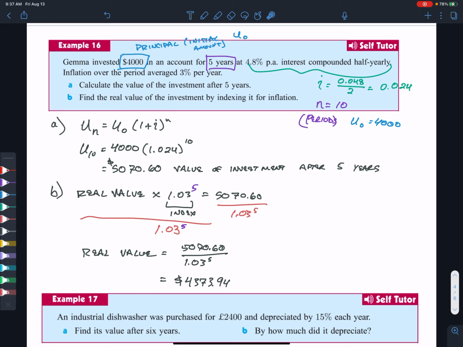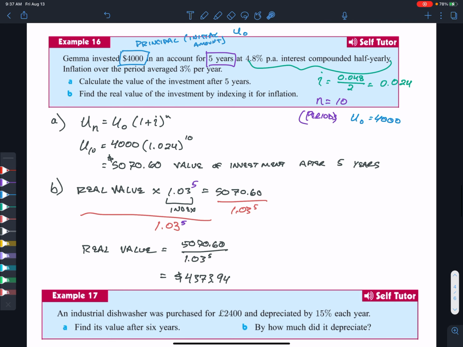But again, sometimes people say, if something costs something today, is that same cost going to be the same thing? Is your money going to be worth the same amount in the future? And so that's what this real value is trying to tell you, so you can compare it to what you're buying today. So $5,070 five years from now is worth $4,373 today. That's essentially what we've just done here.